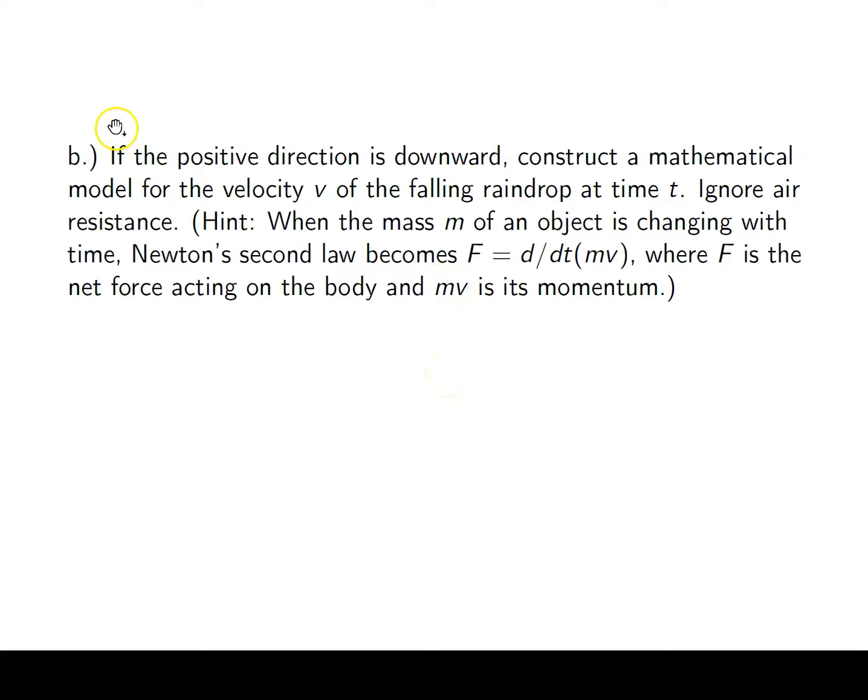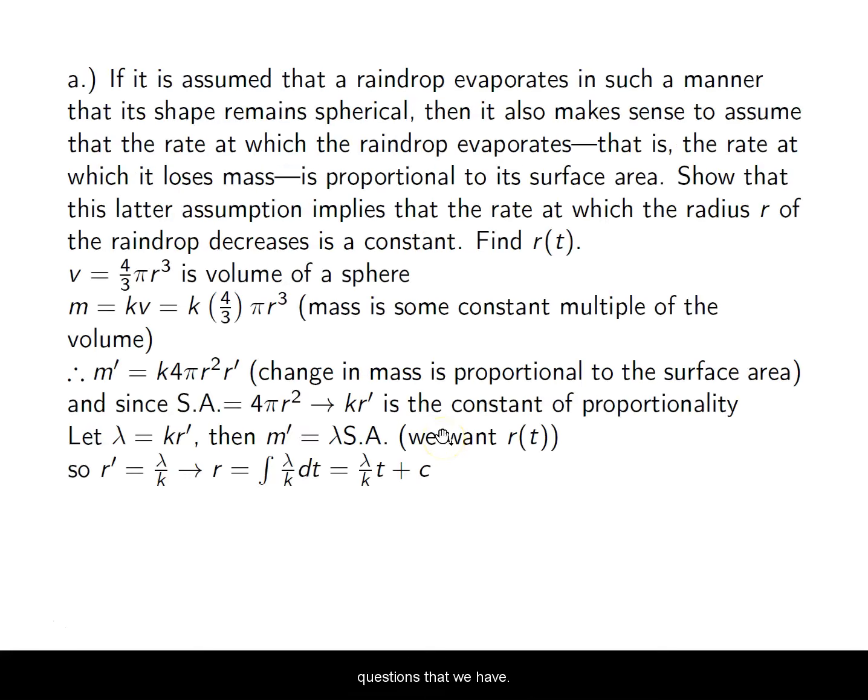The mass times the velocity, that's the momentum equation. So the positive direction is now downwards. We want to construct a mathematical model for velocity v of the following raindrop at time t. So let's look at the equations that we have. We don't have anything here with velocity, but we do know that m is kv, so we're going to use this equation here.